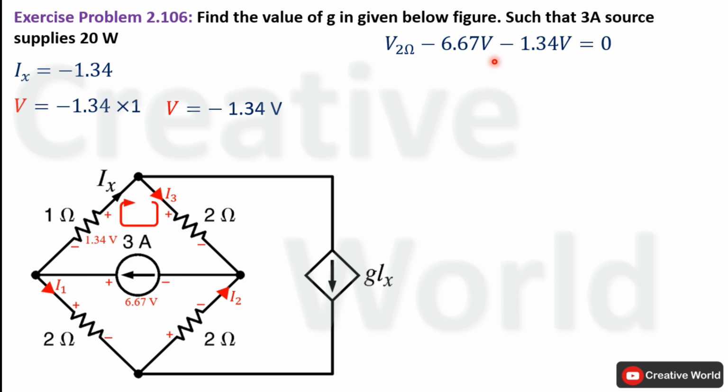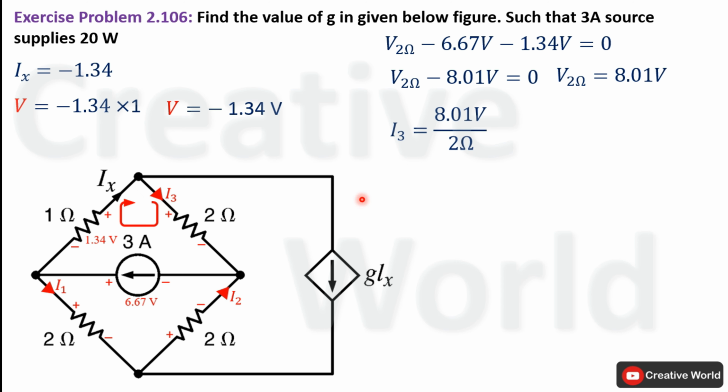Add these constants together, their sum will be equal to minus 8.01 volt, and place this minus 8.01 volt on the other hand side of equal to calculate voltage across this 2 ohm resistance, that will be equal to 8.01 volt. After calculating voltage across this resistance, we can calculate the value of current I3 using Ohm's law. I3 will be equal to 8.01 volt divided by 2 ohm. So the value of current I3 will be 4.005 ampere.